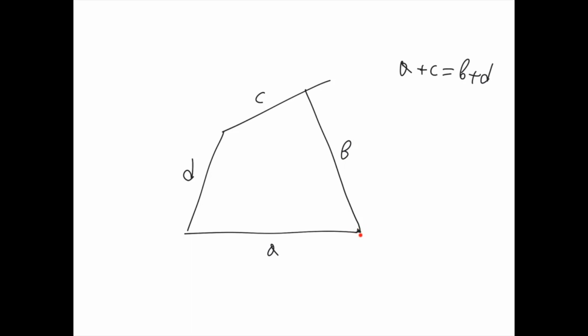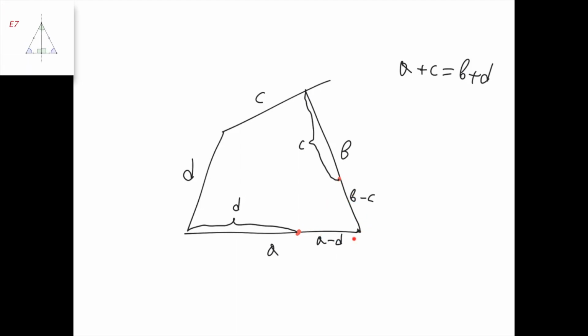So let's assume this is the common vertex without loss of generality, and that A and B are the two largest sides. I'm choosing a point here such that this distance is D, and the point here such that this distance is C. Then this distance is of course A minus D, and this is B minus C. But if we look at this equation, A minus D equals B minus C. And so this segment equals this segment. This is an isosceles triangle.